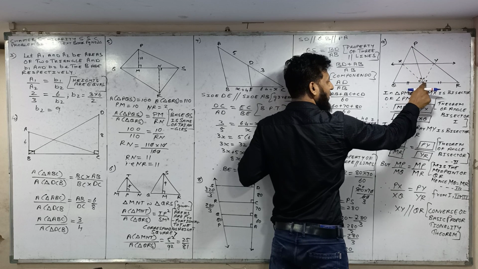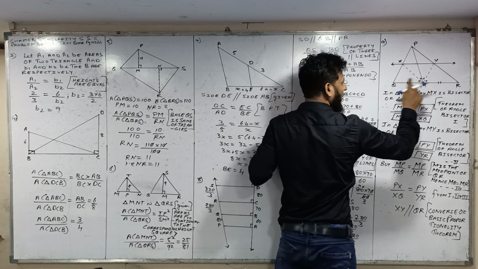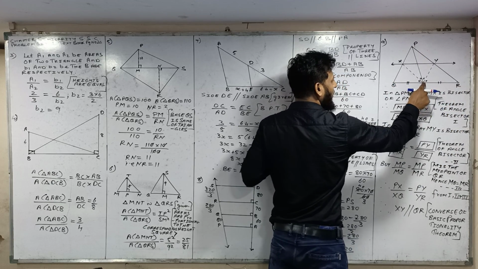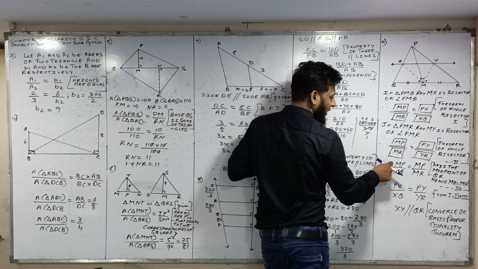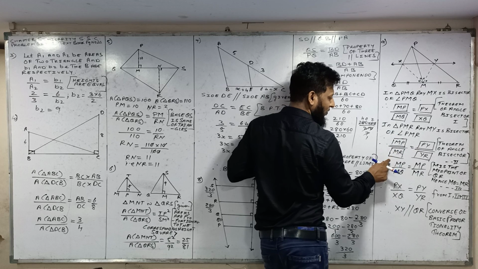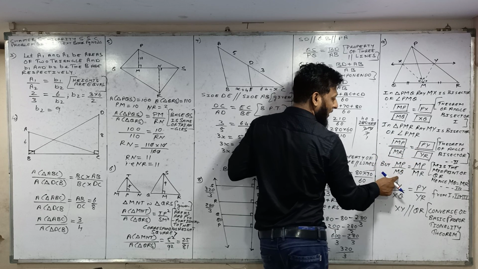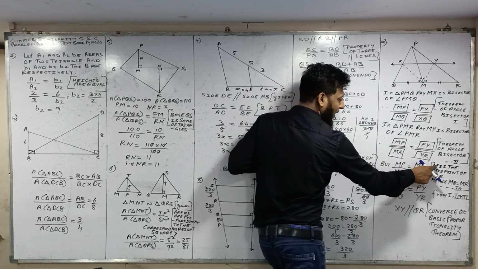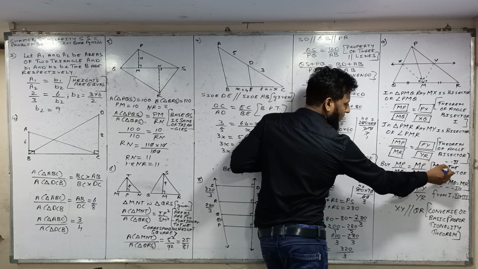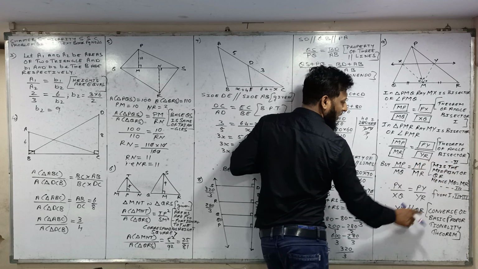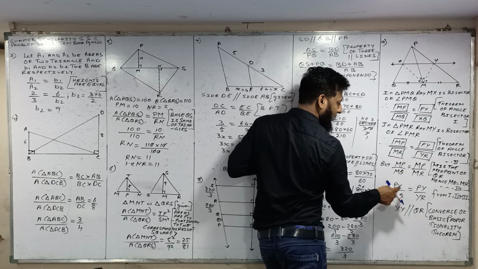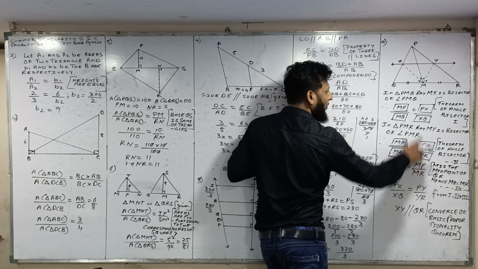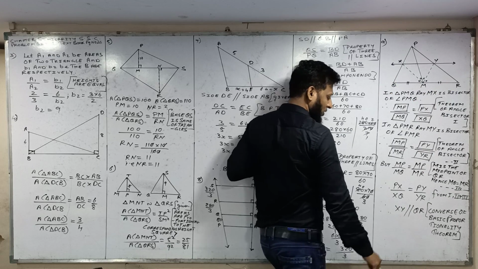That means M is the midpoint of QR. PM is the median. M is the midpoint of QR. Therefore, MQ is equal to MR. So MP is equal to MP. Same segment always equal. And MQ is equal to MR. Why? M is the midpoint of QR. Hence MQ is equal to MR. Okay, MP equal to MP, MQ is equal to MR, because M is the midpoint of QR.